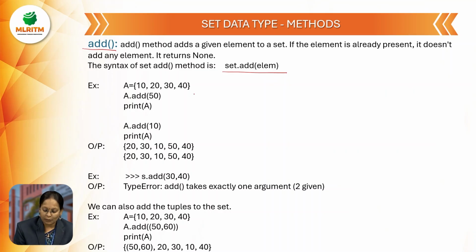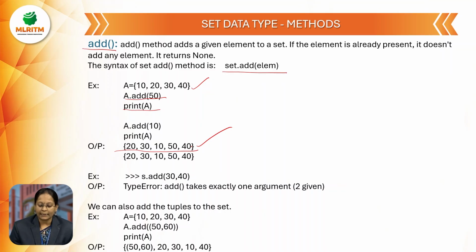Here A is equal to a set with 4 values. Then I want to add the fifth element, 50, to set A. That's why A dot add of 50. Then I am trying to print A. This is the output: 20, 30, 10, 50 and 40. So 50 was added and we get the output like this.